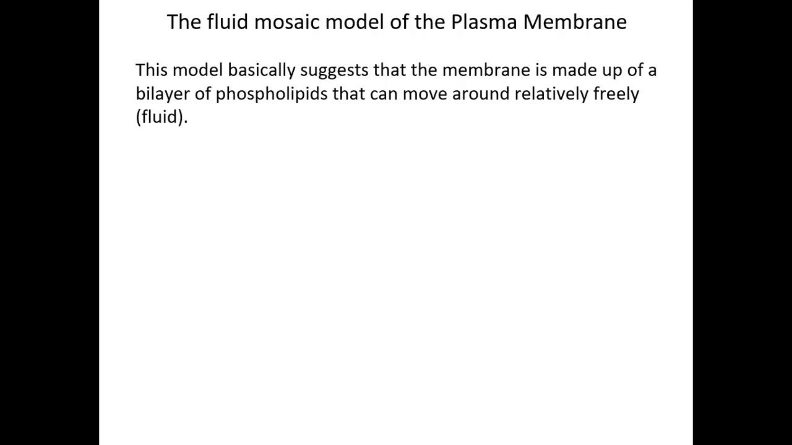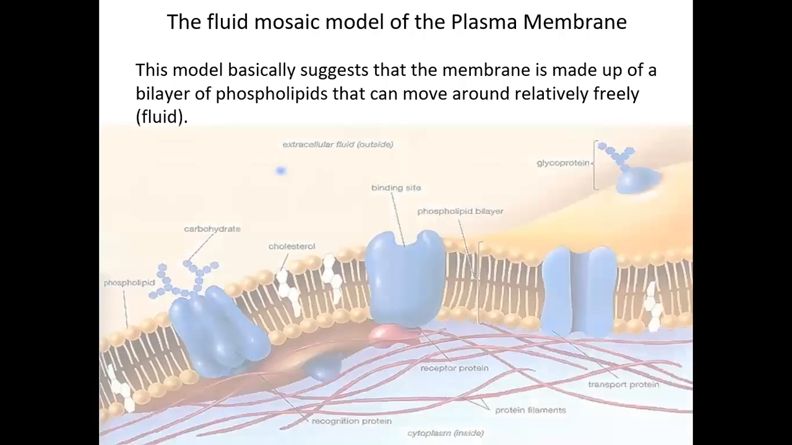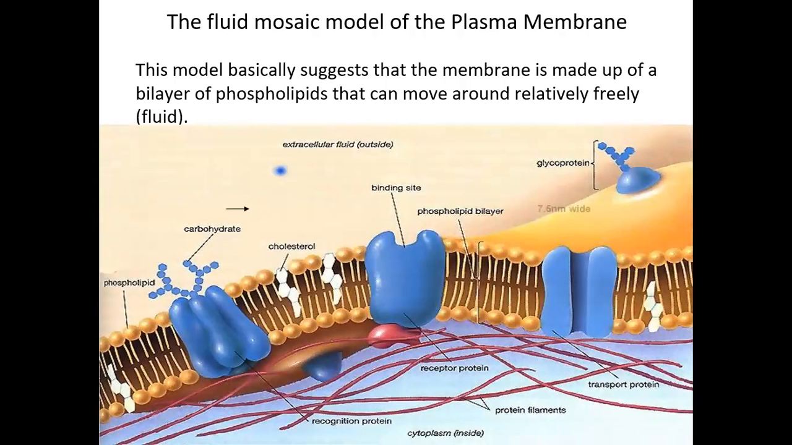So we're happy with that understanding so far anyway. That's sort of what we've said. So it can slightly move about. Phospholipid bilayer, 7 nanometers, 7.5 nanometers wide.